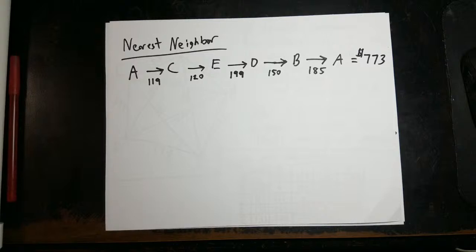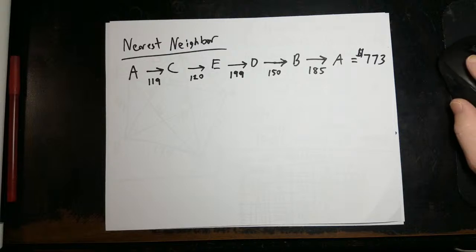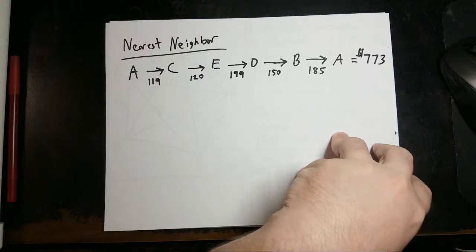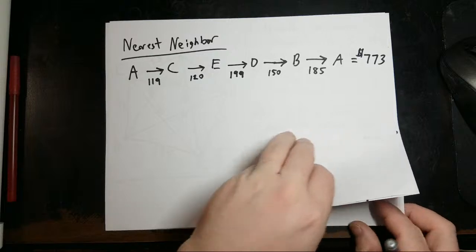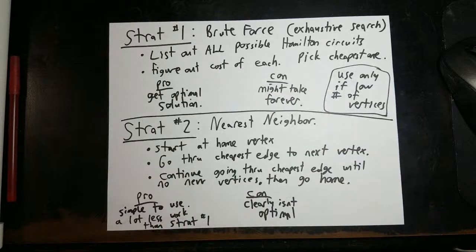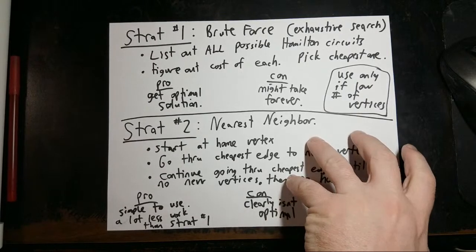Now, is that the optimal route? I don't know. It could be. There's a chance it could be, but most likely not. So, I don't know. Just see what happens. Now I'm going to come back to this page in a moment. That's Strat 2. That is nearest neighbor. Let's talk Strat 3. Strat 3 is known as repetitive nearest neighbor.